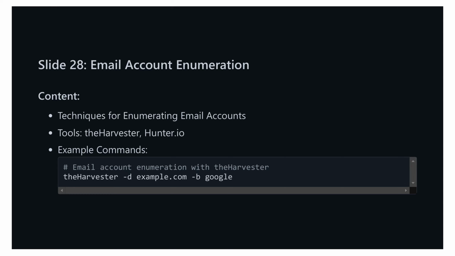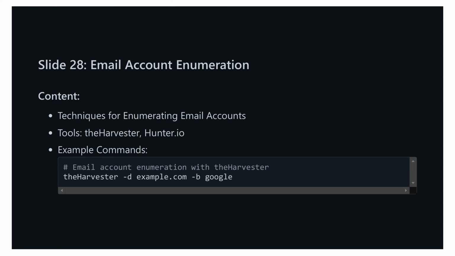For instance, using theHarvester, you would execute a command such as: theharvester -d example.com -b google. Here, -d specifies the domain to search within and -b specifies the data source. In this case, we are using Google as the search engine. TheHarvester will then compile a list of email addresses associated with example.com.